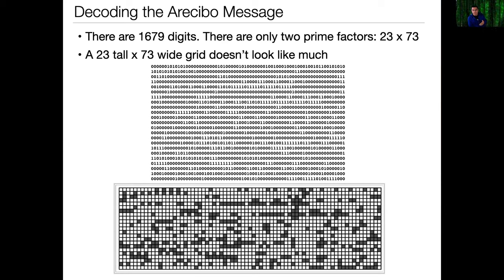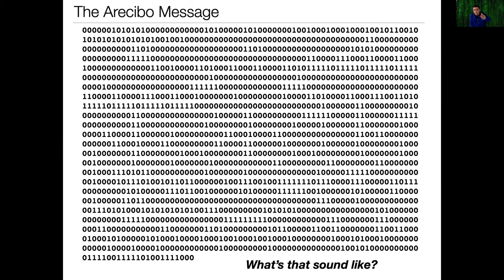The point is if you make it one, you can also make it the other, and you can look at the two messages and see if one makes sense and the other doesn't. So this is what the message looks like, broken into 23 rows, each 73 characters long. I just go back to the Arecibo message, start at the beginning, count over 73 characters, and put in the carriage return. Then I count over 73 characters, and put in the carriage return. 73, and when I get all done, I'll have 23 rows.